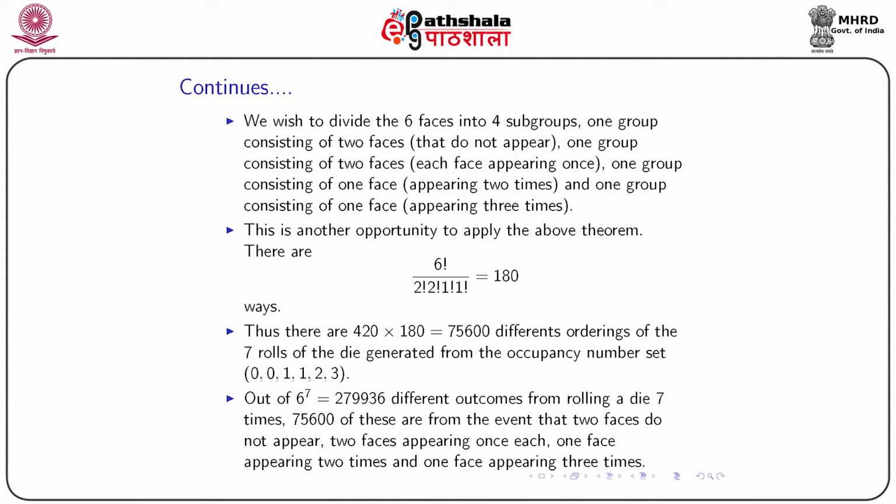And if you consider the total number of outcomes, it will be 6 to the power 7, and this number is 279936. And out of this huge number of outcomes from rolling a die 7 times, 75,600 are from the event that 2 faces do not appear, 2 faces appear once each, 1 face appears 2 times, and 1 face appears 3 times. So using the theorem that we have just mentioned, we can compute the sum in this way.